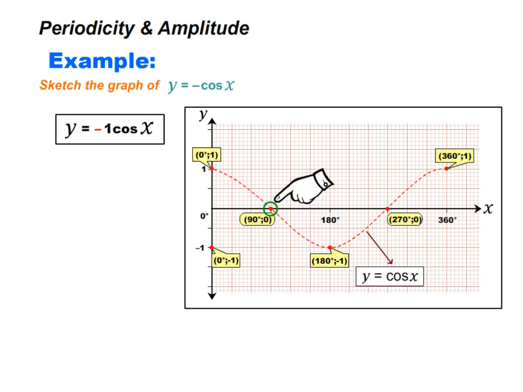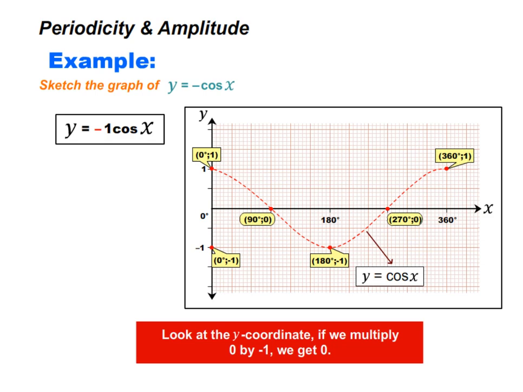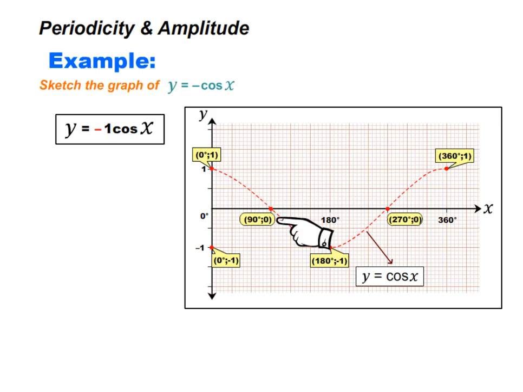Look at this point, 90 degrees and 0. Look at the y coordinate. If we multiply 0 by minus 1, we get 0. So the graph of y is equal to negative cos x will pass through this point. This point is 90 degrees and 0. Let us do the same for 180 degrees and minus 1. Let's do the same for 270 degrees and 0. And let's do the same for 360 degrees and 1.